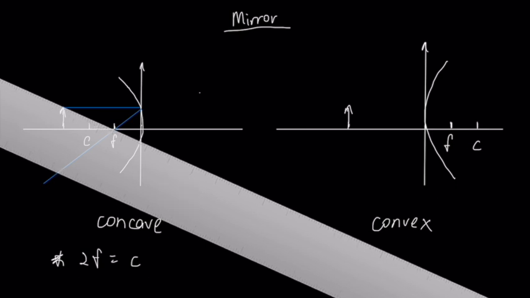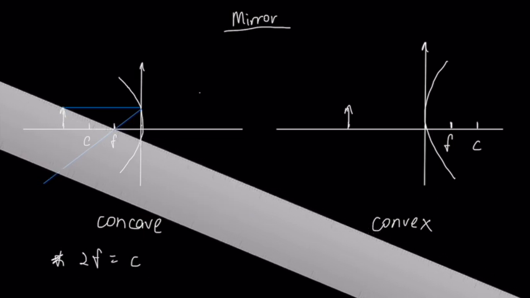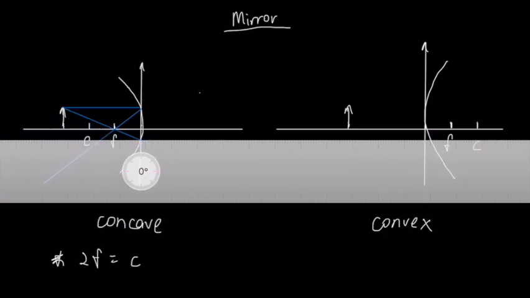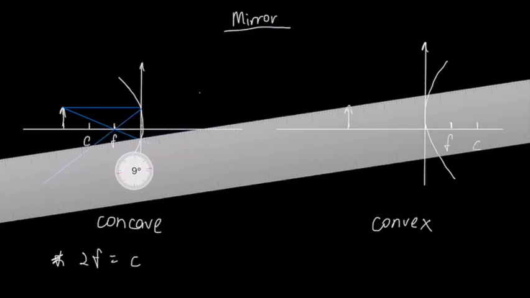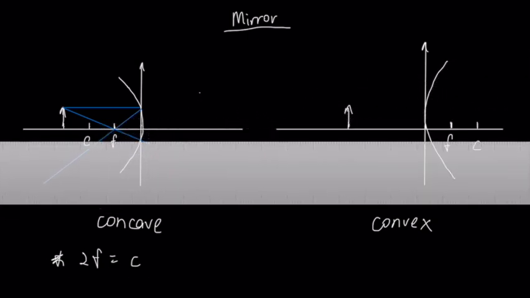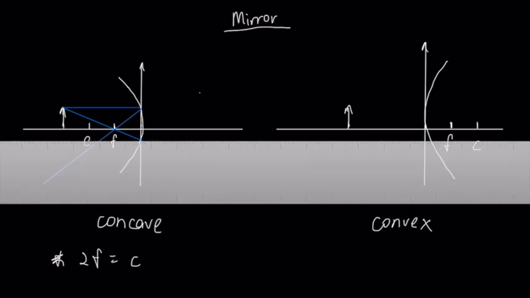Let me adjust it. Okay, and then after it hits the mirror, it will bounce back in a straight line. Sorry, this is the first time of me working with iPad, so I'm a bit not familiar.